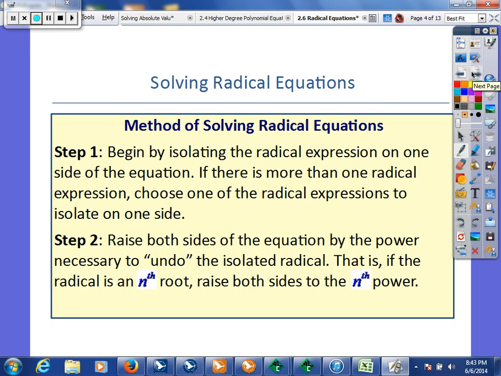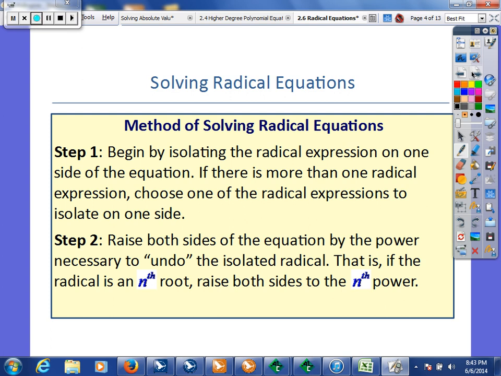Okay, now, the methodology of this: how do we go about actually solving radical equations? Well, there are just a few steps we want to take a look at. Step one, we want to isolate. It's a lot like the absolute value. We want to isolate the absolute value so that we can set up our two cases. Here, we want to isolate the radical so we can peel off the radical.